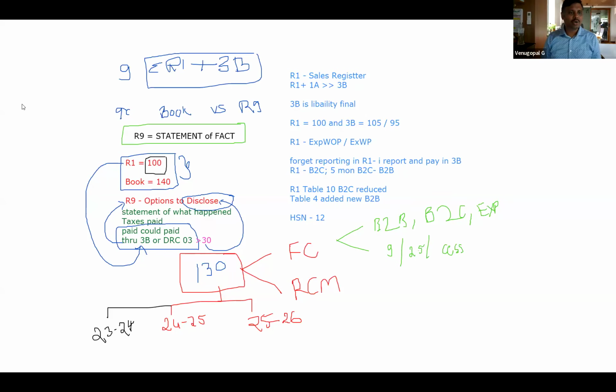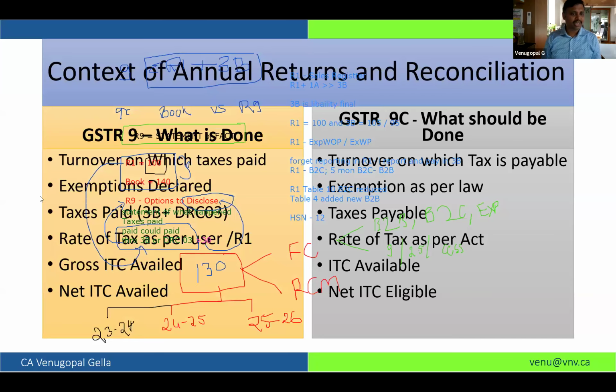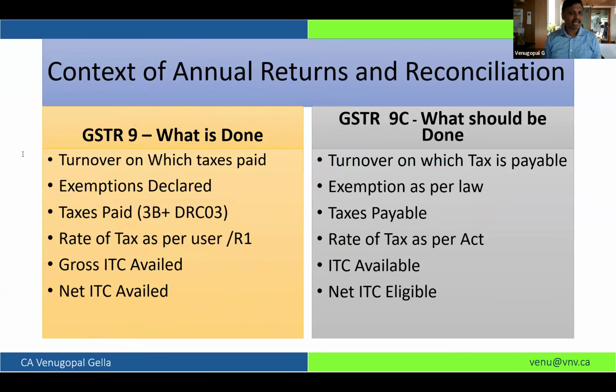Now let me go back to the screen. Let me clear this drawing. So what did I say? R9 is a statement of what is done. R9 is a statement of done, what is done. So how much turnover on which the tax has been paid is only what I am talking about in R9.